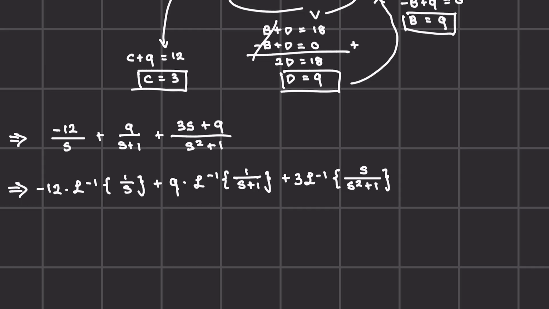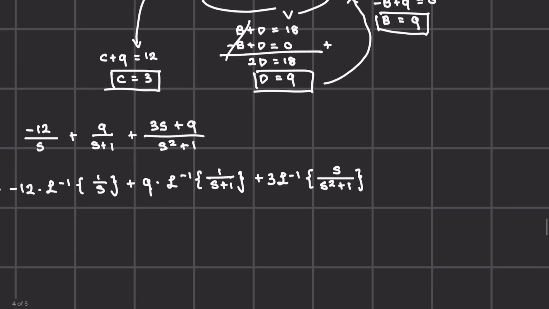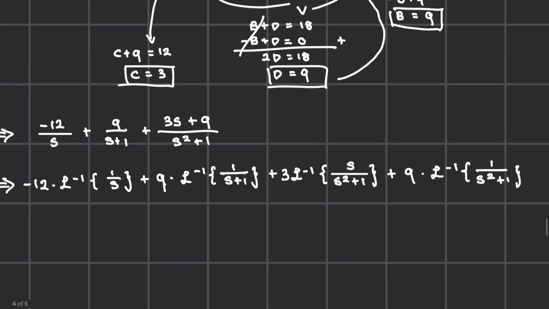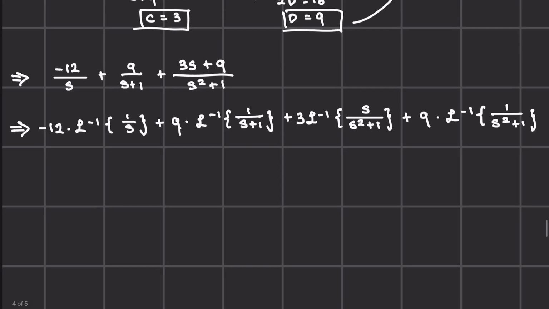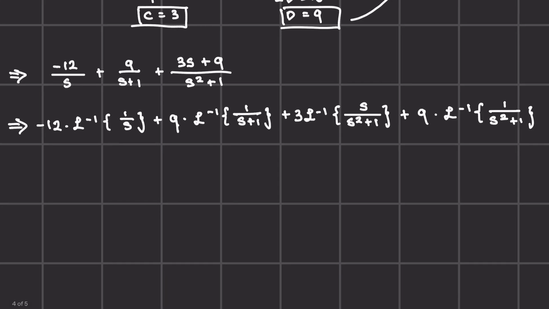So we have 3 times the inverse Laplace of s over s squared plus 1, and our last inverse Laplace is going to be 9 times the inverse Laplace of 1 over s squared plus 1. Okay, we are all set, and we just need to take the inverse Laplace for each of these. But before we start, we always need to know which property or identity we're going to use from the Laplace table. And we're going to use 4 identities here.